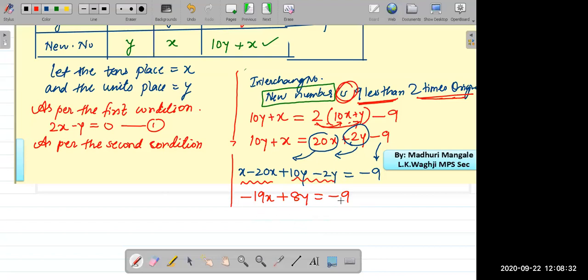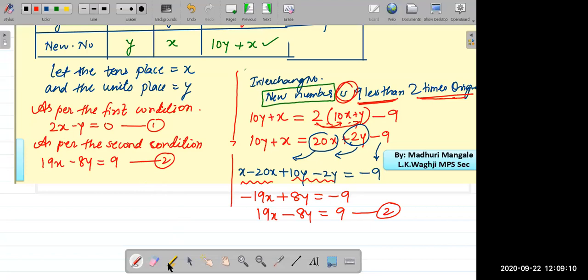Great. And now we are going to multiply everything with a negative sign, right? Why so? Because the first term will then be positive, correct? And there is no common factor, so it is going to be as it is. So this will be 19x minus 8y equals to 9. This is our second equation. So just check, everyone, over here. Let me put it up over here. So that will be 19x minus 8y equals to 9. I hope you all are solving with me. Correct?